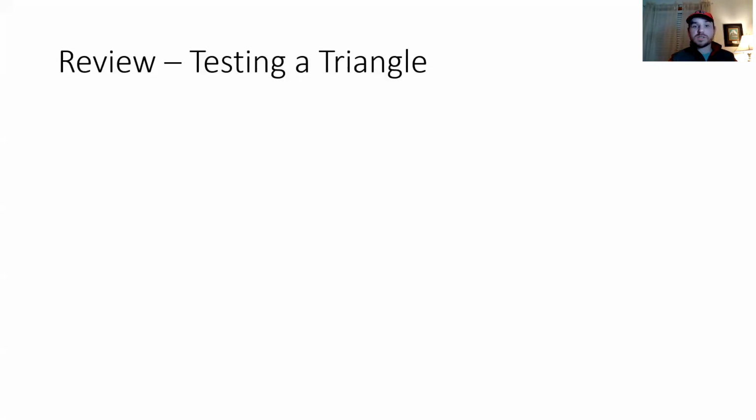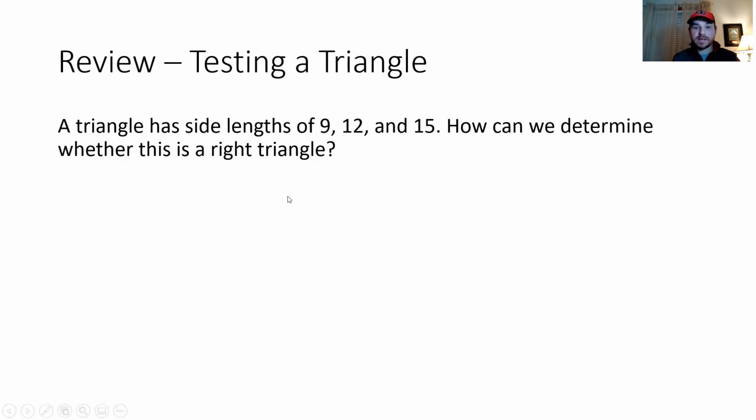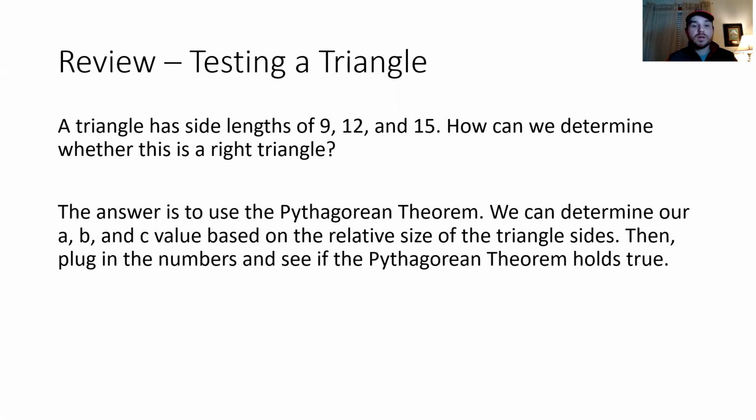So first things first, let's review how to test a triangle. This is something that was actually on your quiz yesterday, and it's something that's going to be on your next quiz because most of you got it wrong. But let's go over how to do this again. So really quick, if we have a triangle that has side lengths of 9, 12, and 15, and that's all we know about it, how can we determine whether this is a right triangle? The answer is to use the Pythagorean theorem. We can determine our A, B, and C value based on the relative size of the triangle sides. Then plug in the numbers and see if the Pythagorean theorem holds true.